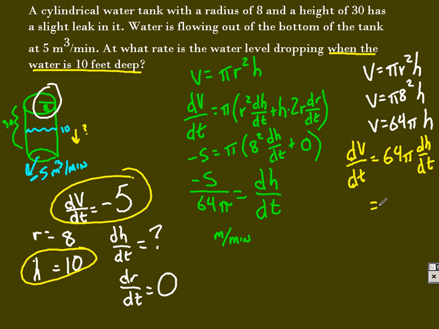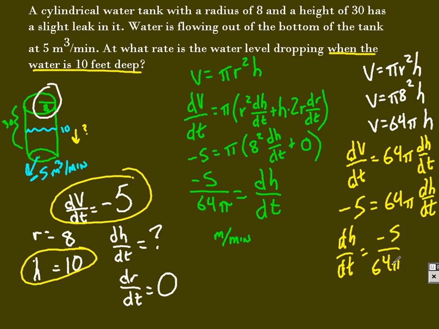We still want to know what dh/dt is, but dV/dt is negative 5 equals 64 pi dh/dt. Solving for dh/dt, we get the same thing, negative 5 over 64 pi, and the unit is meters per minute. And again, take a look: you have the same answer no matter which way you do it. So if you're worried about plugging in a number that you shouldn't have, you can always go this route. It's going to look a little uglier at first, but it's going to work out the exact same way.